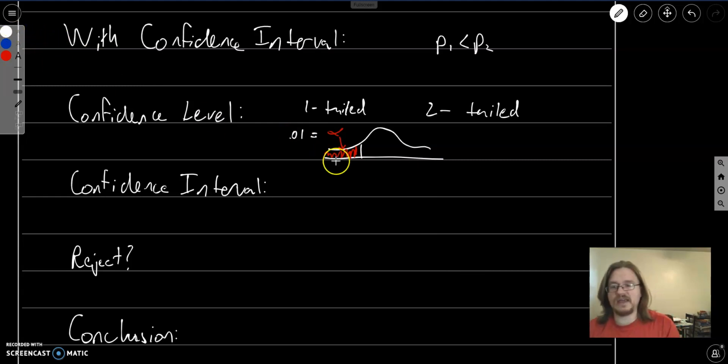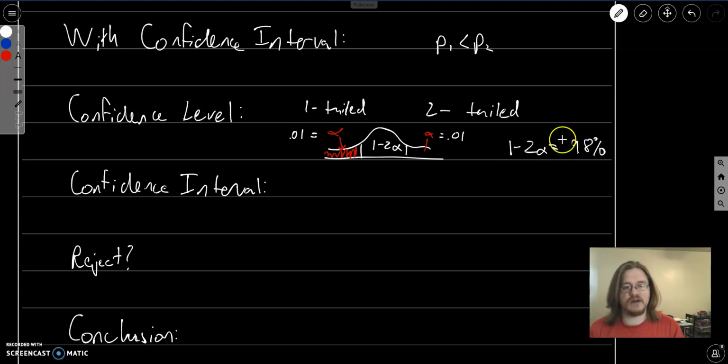However, with a confidence interval, we want to have both a lower bound and an upper bound. So since this is a one-tail test and alpha is corresponding to just that tail, we have to also put an extra alpha on this top side. So that's also going to be 0.01. So that what's in the middle is going to be 1 minus the alpha on the left and the alpha on the right. So 1 minus 2 times alpha is going to be a 98% confidence level.